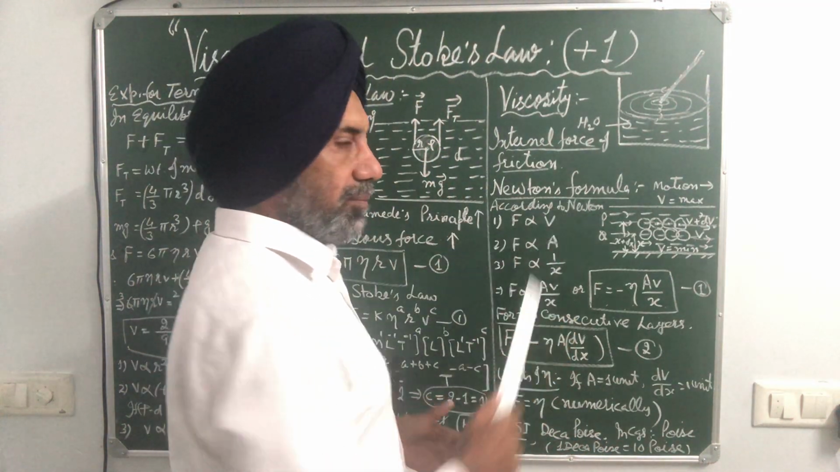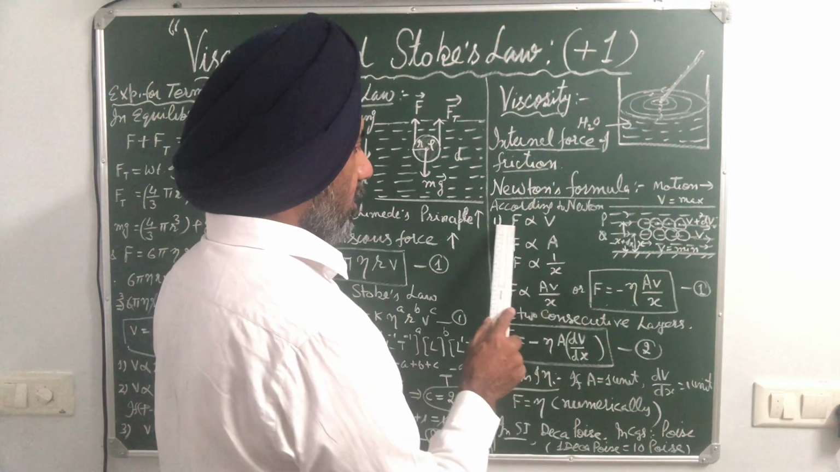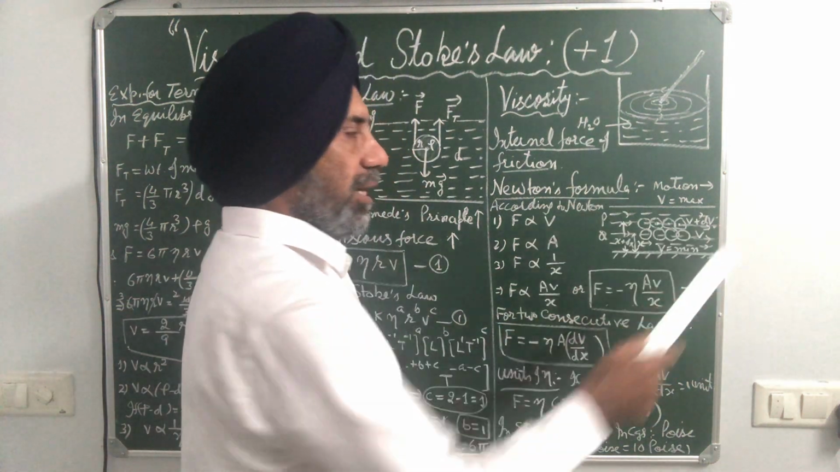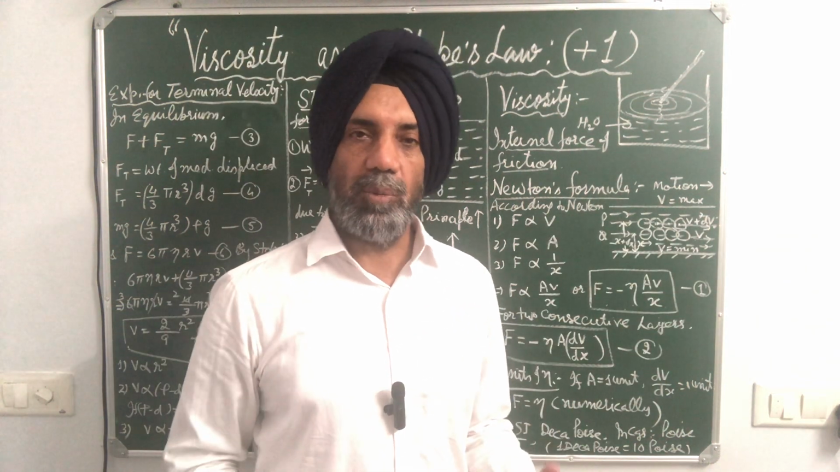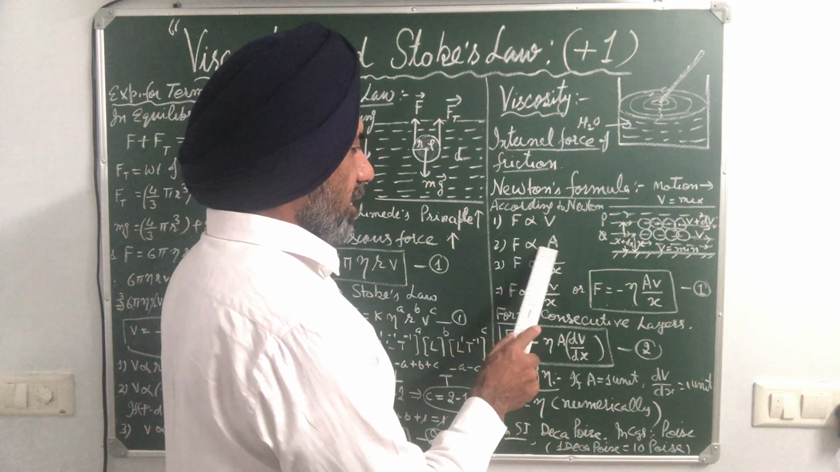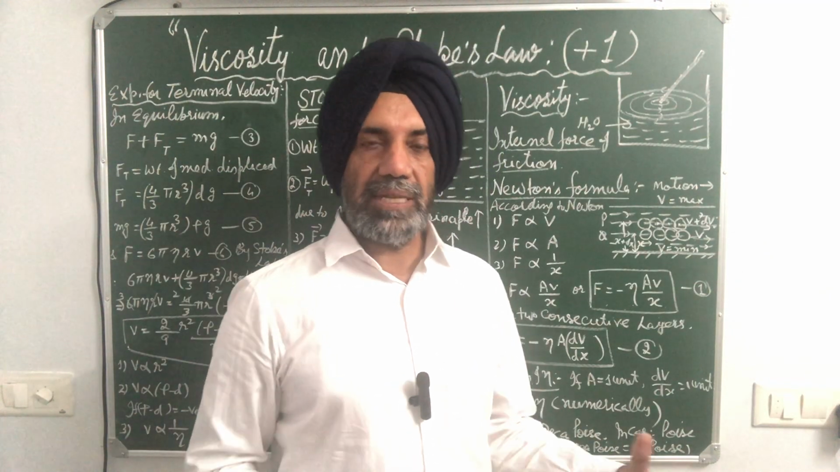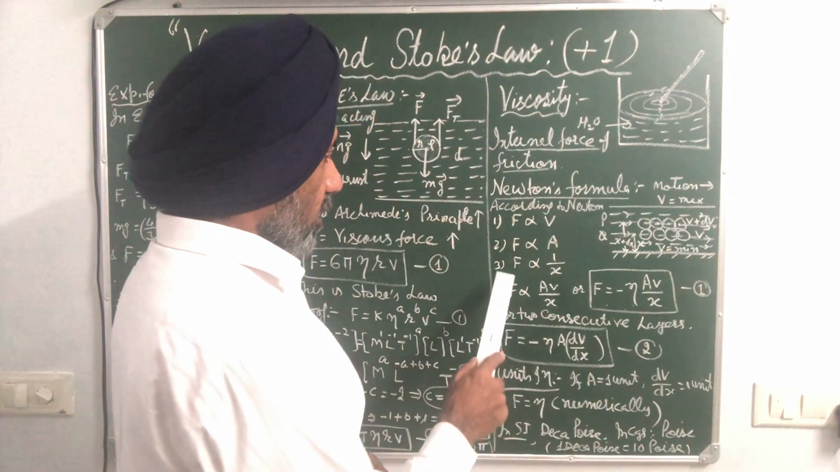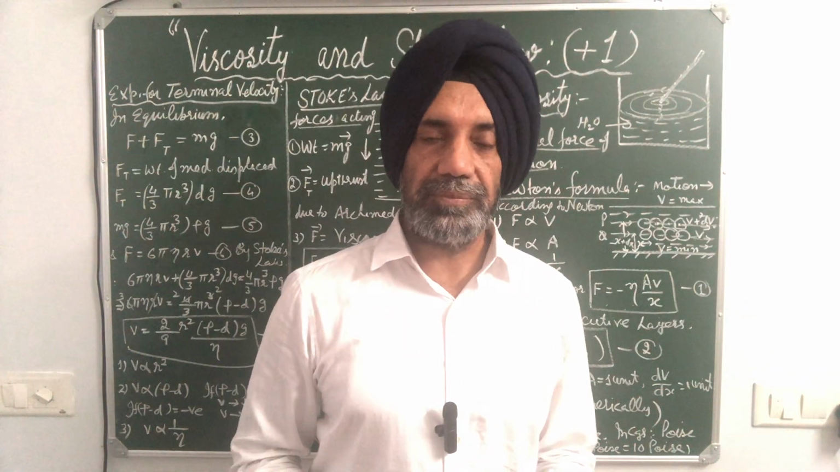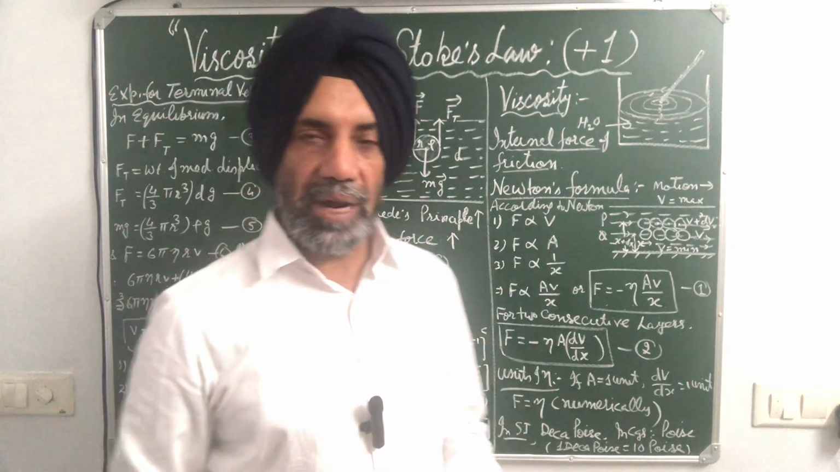And according to Newton, this force of viscosity is given by: number one, viscous drag is directly proportional to the velocity of the layer. So the more the velocity, the more the force required to maintain its flow. Number two, viscous drag is directly proportional to the surface area of the layer. So the more the surface area, the more the force required. Number three, F is inversely proportional to the distance of the layer from the bottom. So the more the distance of the layer from the bottom, the less the force required.